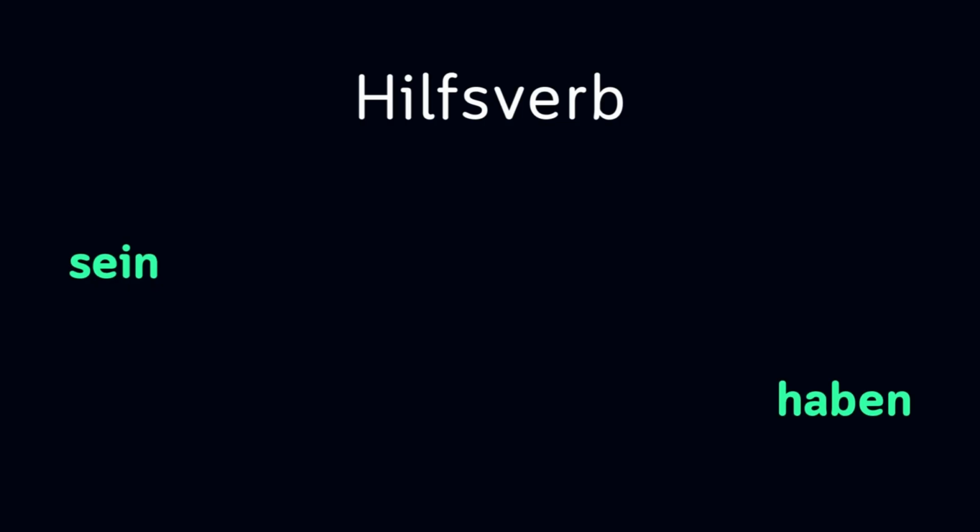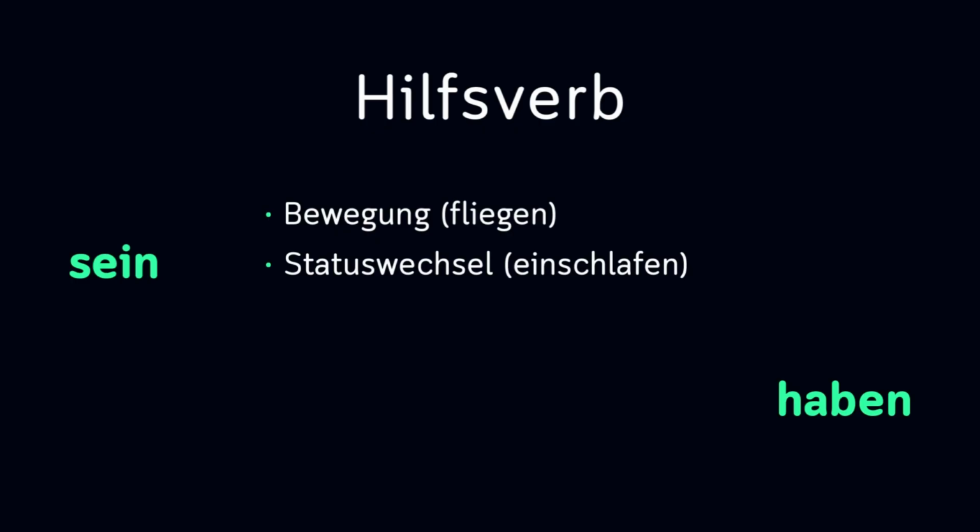Use sein when the main verb falls into one of these three categories. First, movement, meaning a change of place, like a movement from A to B. For example, "ich bin geflogen." Fliegen, to fly, expresses movement, so we have to use sein. Second, change of state. That means your state of being changes, like falling asleep, waking up, growing up, and so on. And third, the three verbs of being.